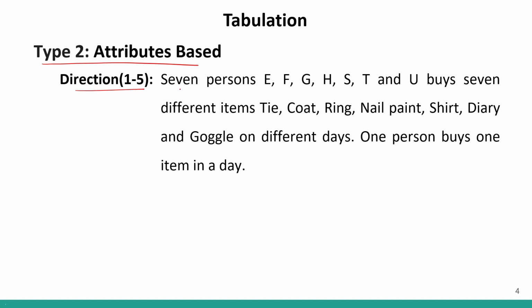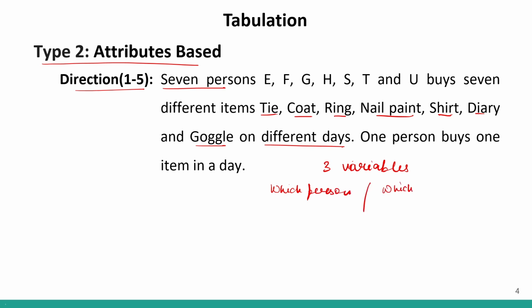This data tells us that there are 7 people, E, F, G, H, S, T and U, that buy 7 different items. The items are tie, coat, ring, nail paint, shirt, diary and goggle, and on different days. So we have 3 variables, correct? First variable is which person. Second variable is which item. And third variable is which day.